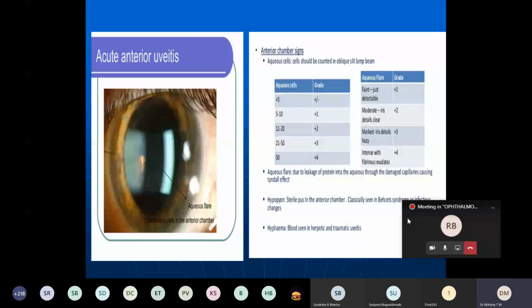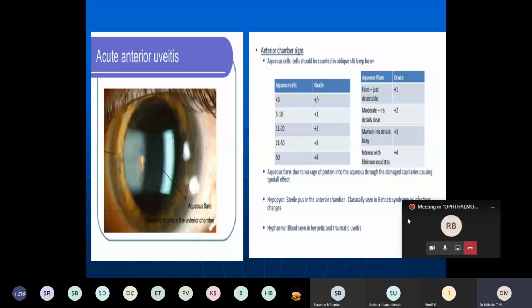Accordingly, for aqueous flare, a faint, just detectable flare is plus 1. Moderate, when iris details are seen, is plus 2. Marked, when iris details are hazy, is plus 3. Intense with fibrinous exudates is plus 4. Aqueous flare is due to leakage of proteins into the aqueous through the damaged capillaries, causing a Tyndall effect. Hypopyon is sterile pus in the anterior chamber, classically seen in Behçet syndrome. Hyphema is blood, seen in herpetic and traumatic uveitis.